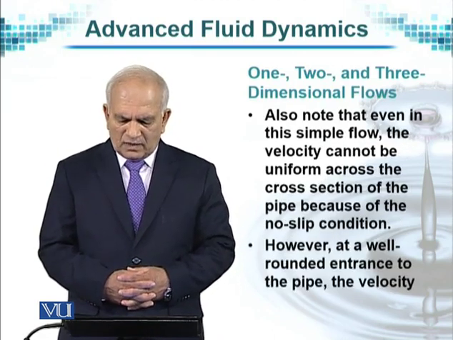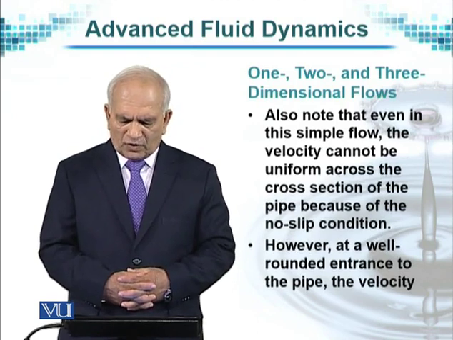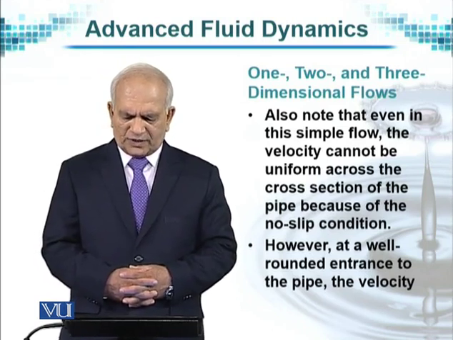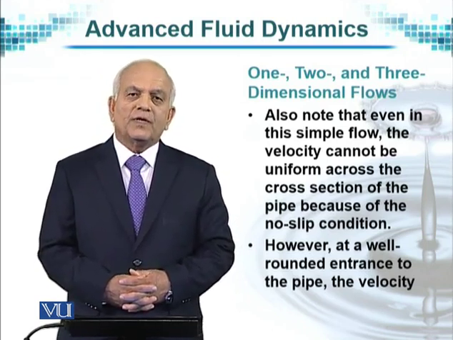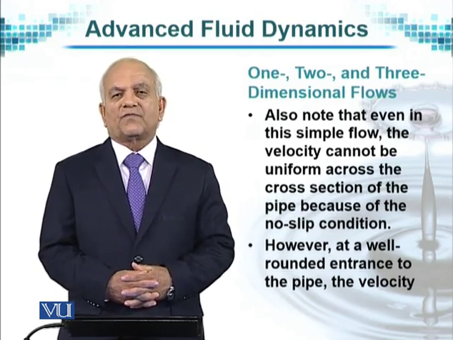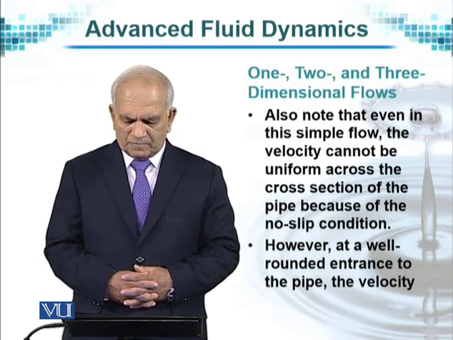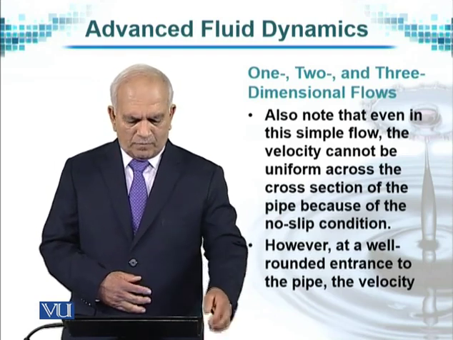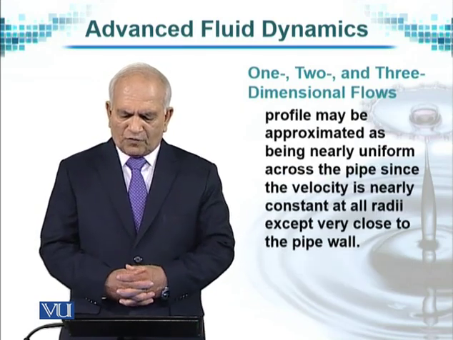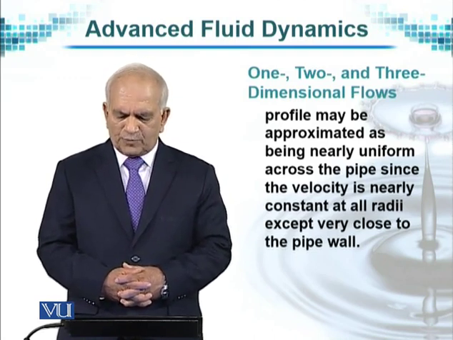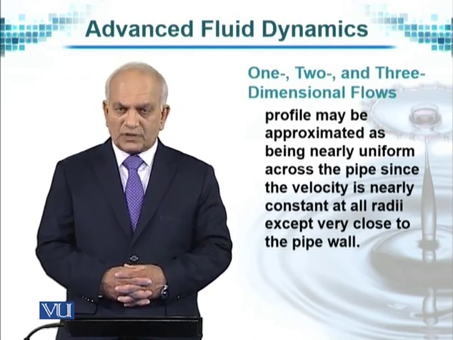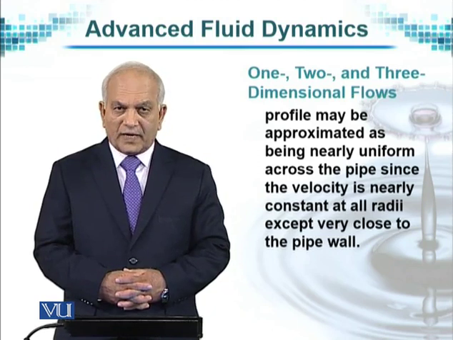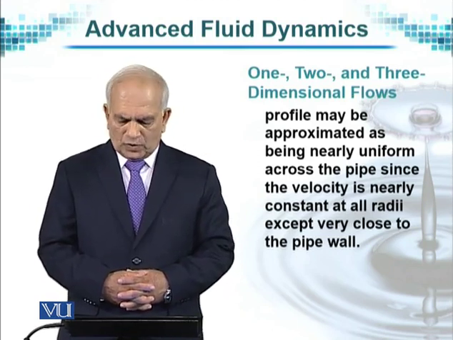Also note that even in this simple flow, the velocity cannot be uniform across the cross section of the pipe because of the viscous effects that are taking place at the boundary. However, at a well-rounded entrance to the pipe, the velocity profile may be approximated as being nearly uniform across the pipe, since the velocity is nearly constant at all radii except very close to the pipe wall.